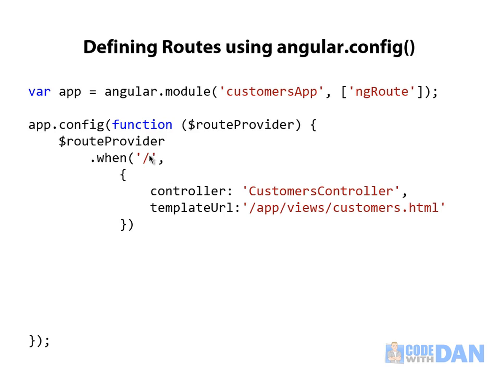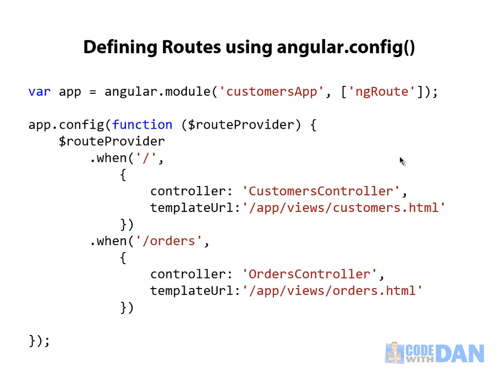So now, when they go to the home page, the customers.html view is going to be loaded, and the brain behind it all is going to be the customers controller. Now we could add another one, so we're going to chain the whens here. We're going to say when we go to /orders, then we'd like to load the orders controller and orders.html. And then finally, what if it doesn't match any of those? Well, we can have an otherwise that says redirect back to the root, which will go back up into here and load our default, which is our customers.html.